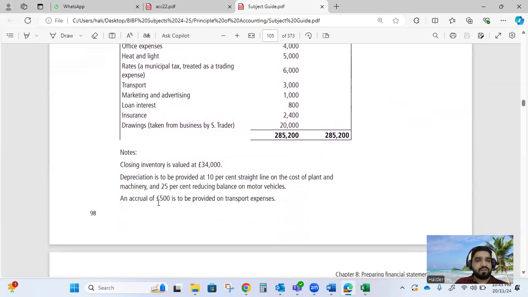So 500 is payable. First effect of this adjustment is we have to add this to the transportation expense. And then the second effect, we will deal it in the current liability. So 500 pounds will be part of the transportation expense. So 3,000 plus 500 will be added in the income statement as expense. And 500 will be disclosed in the current liability because still it is payable.